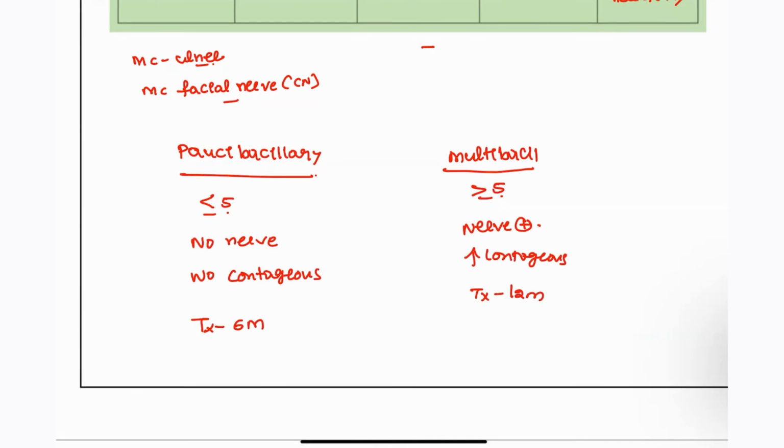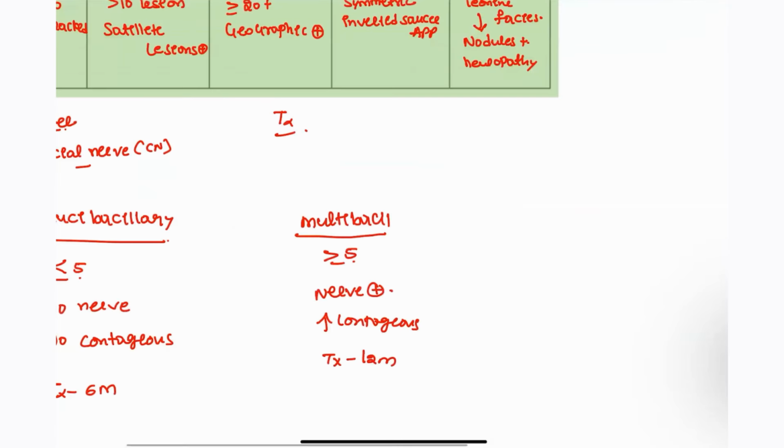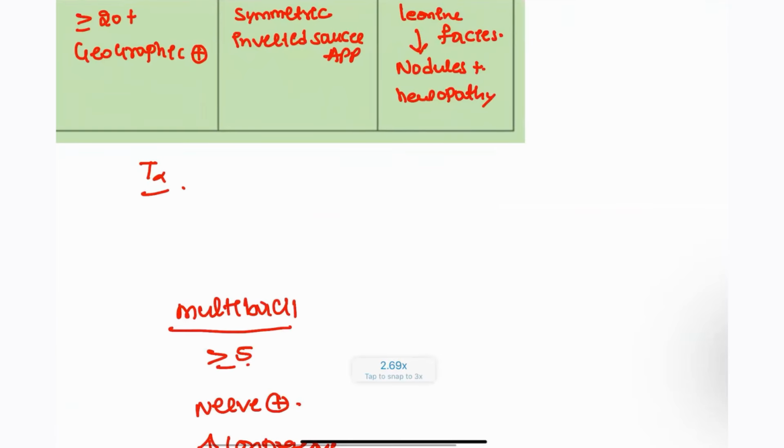Okay. Next, coming to the treatment. What are the drugs that we are going to use? The common drug we are going to use is rifampicin. How is rifampicin given for this patient? 600 mg on day 1. Day 1, you are going to give 600 mg.